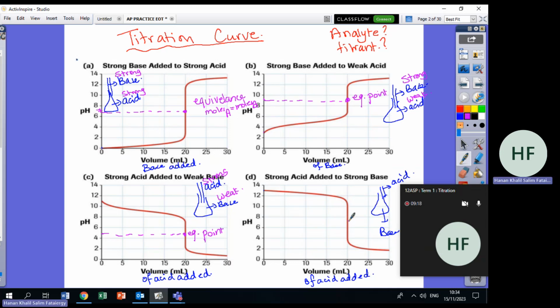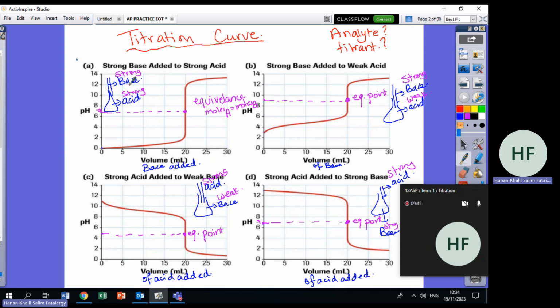Okay, now let's look at the equivalence point of this graph. This is the equivalence point. Okay, so I have here, this is 7. So I will say the acid is strong and the base is strong. So from the graph you have to identify 3 things so far. You have to tell me who is the analyte, who is the titrant, and if the analyte is strong or weak and the titrant is strong or weak.